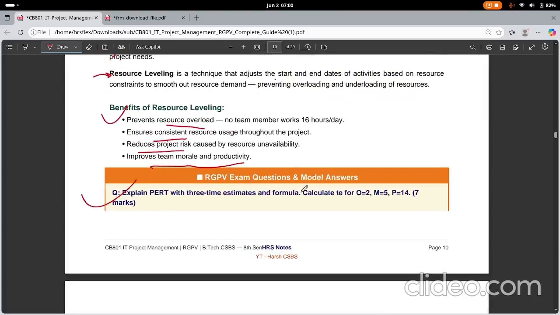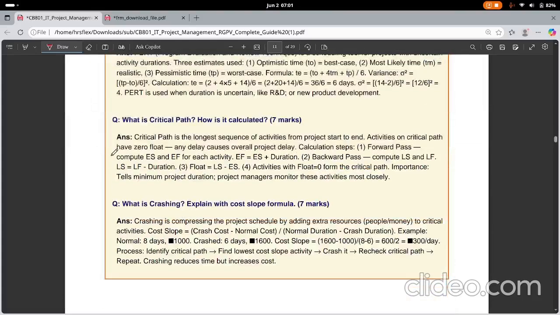There are a few questions like: explain PERT and the three estimates with the formula, and calculate this. You are given this type of thing, so you need to calculate it. What is the critical path and how is it calculated? The critical path is the longest sequence. The first calculation step is the forward pass. I didn't talk about this, so I'll explain it quickly. Forward pass computes ES and EF, early start and early finish for each activity, where EF equals ES plus duration. Backward pass computes LS and LF, where LS equals LF minus duration, and float equals LS minus ES.